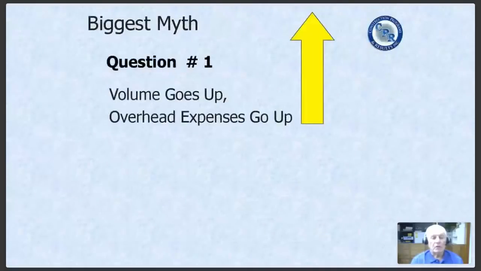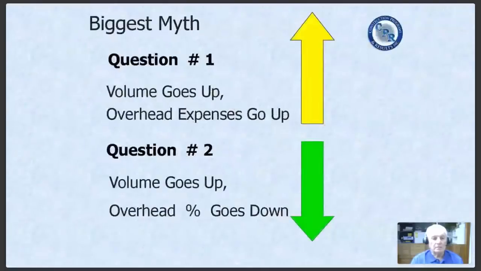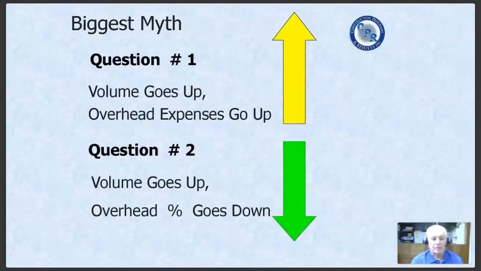Volume goes up, your overhead expenses go up. Now, question number 2, as your volume goes up, your overhead percentage of total sales goes which way? And the answer is it goes down. And the misunderstanding of this concept right here is what gets a whole bunch of contractors in trouble. Now, let me explain that to you, how this works.